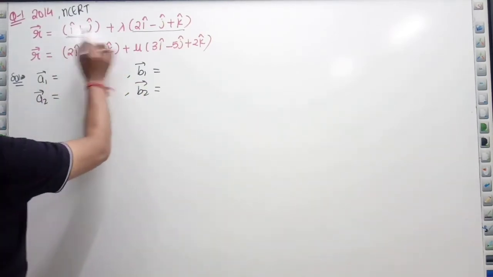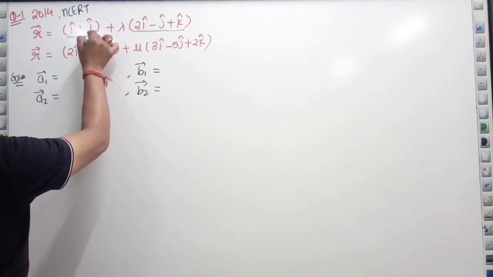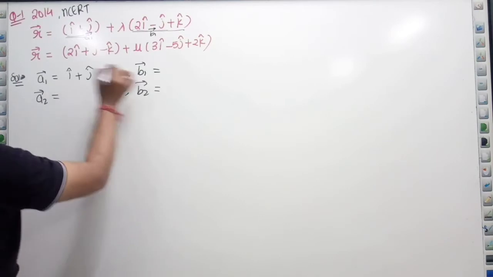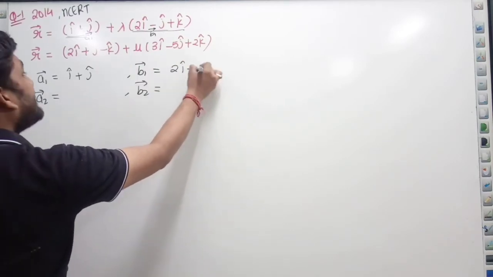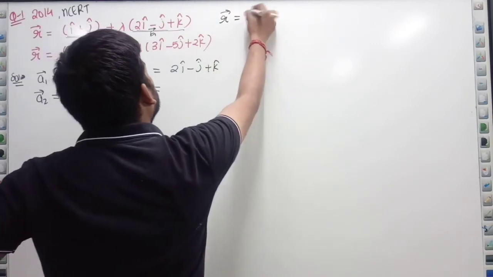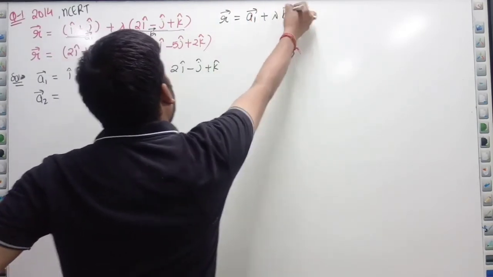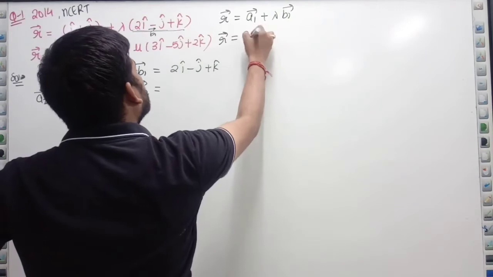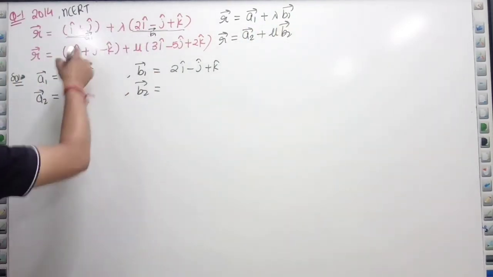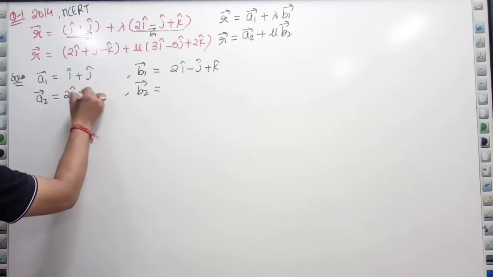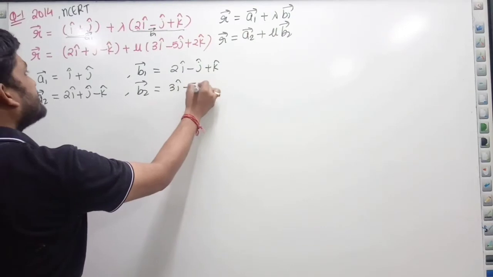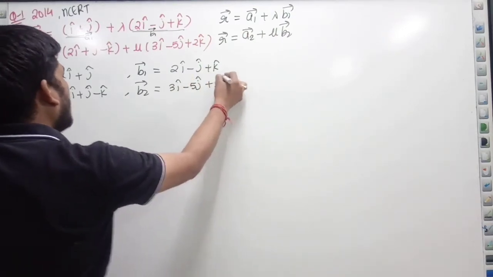R equal to a plus lambda b. This is a1, this is b1. So what is a1? i plus j. And what is b1? 2i minus j plus k. What I have told? r equal to a1 plus lambda b1, r equal to a2 plus mu b2. So we'll compare with that. What is a2? 2i plus j minus k, and b2 is 3i minus 5j plus 2k.